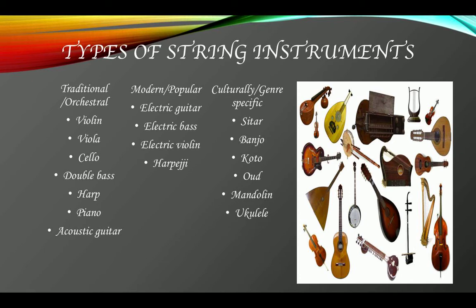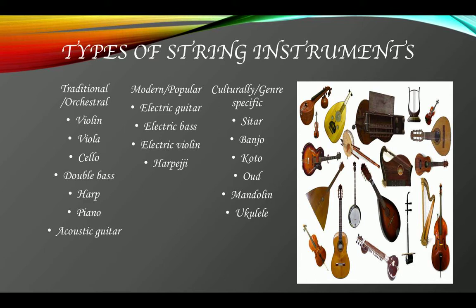The three parts are the traditional slash orchestral strings, which would be the violin family. That's the violin, the viola, the cello, the double bass. Then you have the harp, the piano, and the acoustic guitar. I threw the acoustic guitar in with the traditional and orchestral family because a lot of people learn classical guitar, and classical guitar is different than pop or popular music guitar. It's a totally different sound, totally different technique. Some of it is similar, but it's a different style, a different sound, and a different genre.